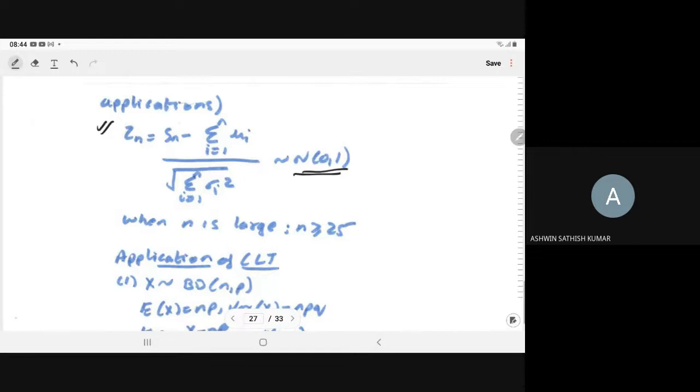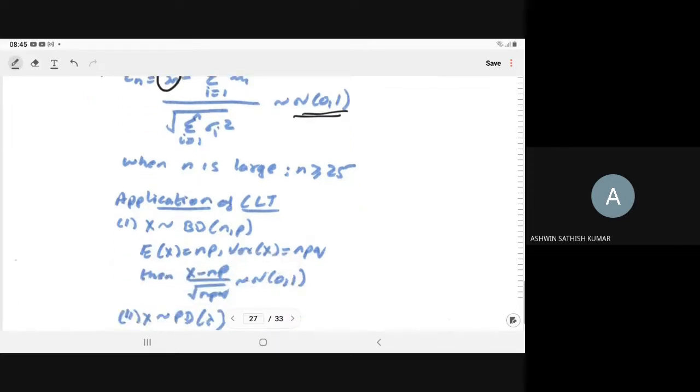It means here the xi can be any distribution. In most cases, it is true. Sn is the sum of the xi's, and xi can follow any distribution. Generally, it is true when n is very large, and by convention, we assume that n must be more than 25.